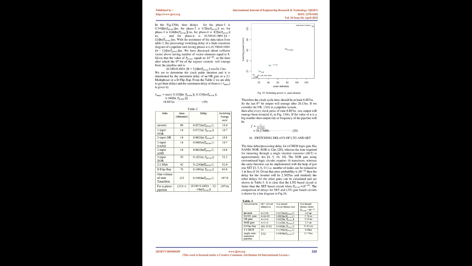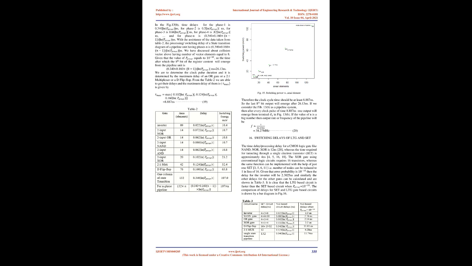Next, we have calculated those parameters for state transition circuits and that are presented in Table 2. In the Fig. 13b, time delays for phase 1 is 0.340 ln(1/ε) ns, for phase 2 is 0.5 ln(1/ε) ns, for phase 3 is 0.66 ln(1/ε) ns, for phase 4 is 0.82 ln(1/ε) ns, and for phase n is 0.340 plus 0.160 times (n-1) ln(1/ε) ns.